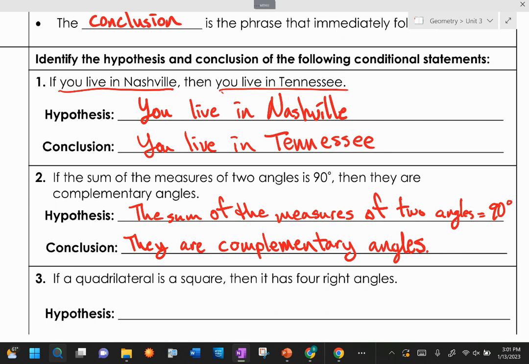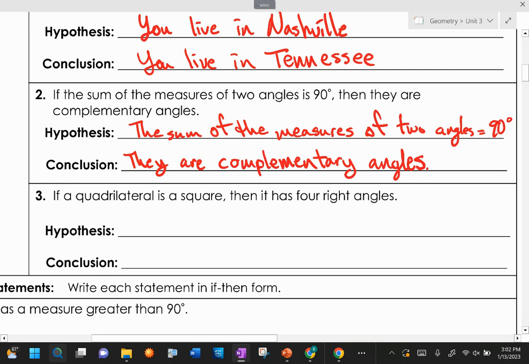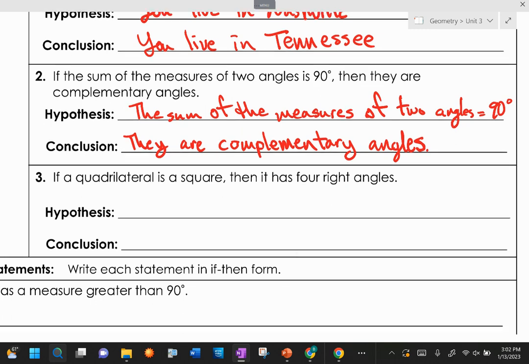We good on number 2? Some goofy energy in here. I'm just going to talk through number 3. Don't worry about writing it. If a quadrilateral is a square, then it has 4 right angles. Hypothesis: a quadrilateral is a square. Conclusion: it has 4 right angles. Okay.